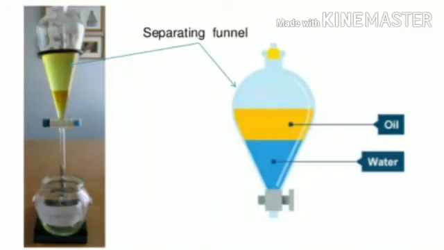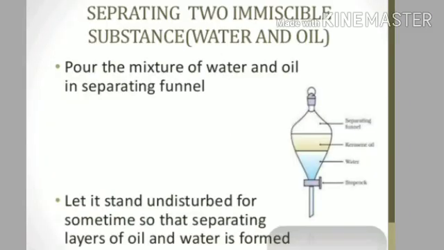What is a separating funnel? It is a glass funnel with a tap at the bottom, and liquids which do not get dissolved in each other can be separated by using this method. The mixture of immiscible liquids is placed inside the separating funnel and a container is put beneath. The liquid with the lower density floats on top.